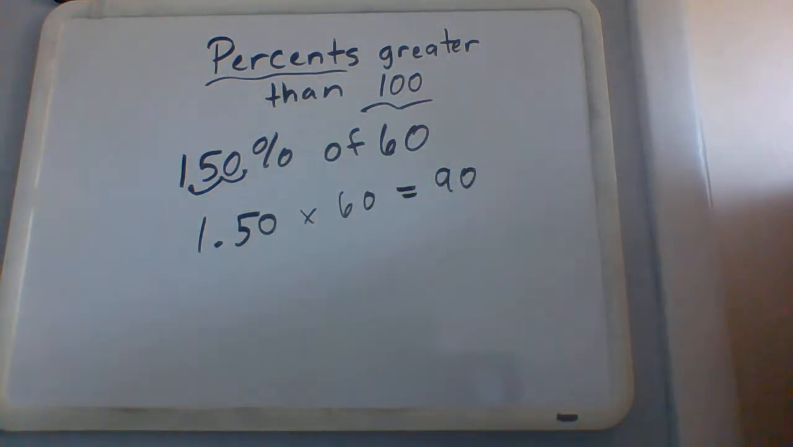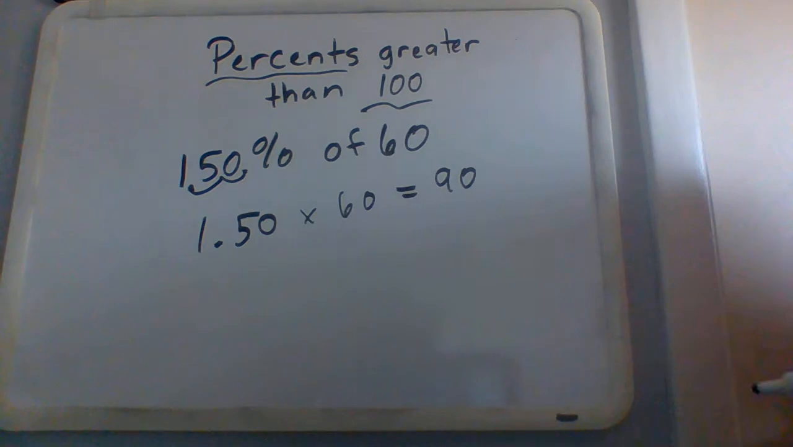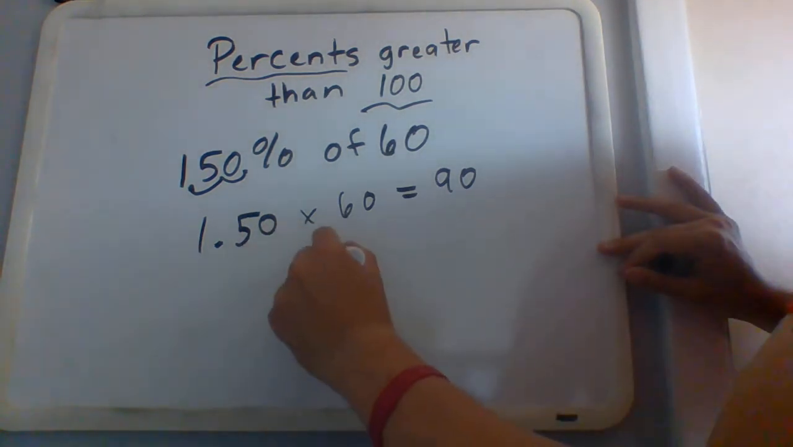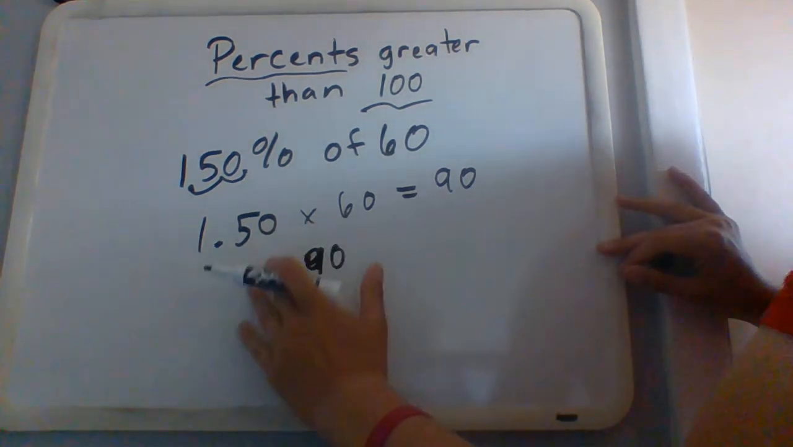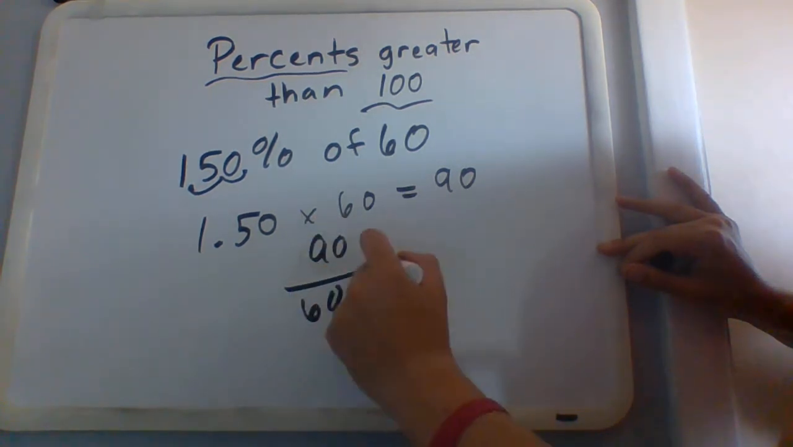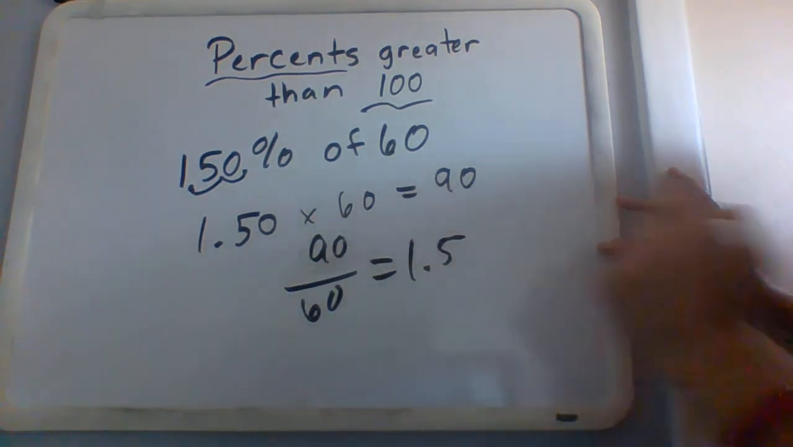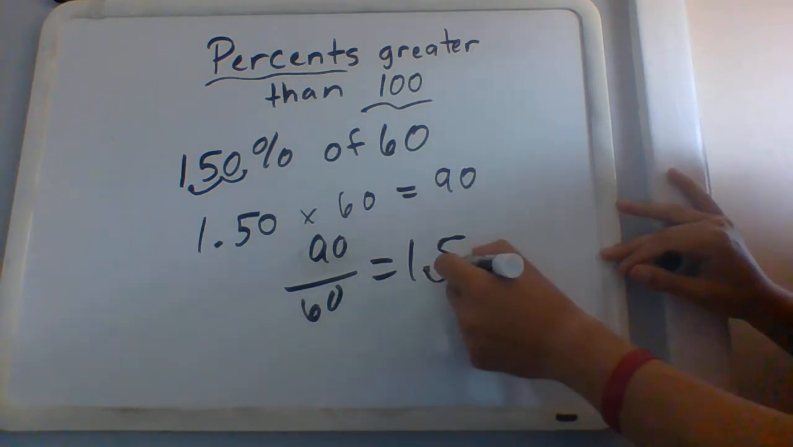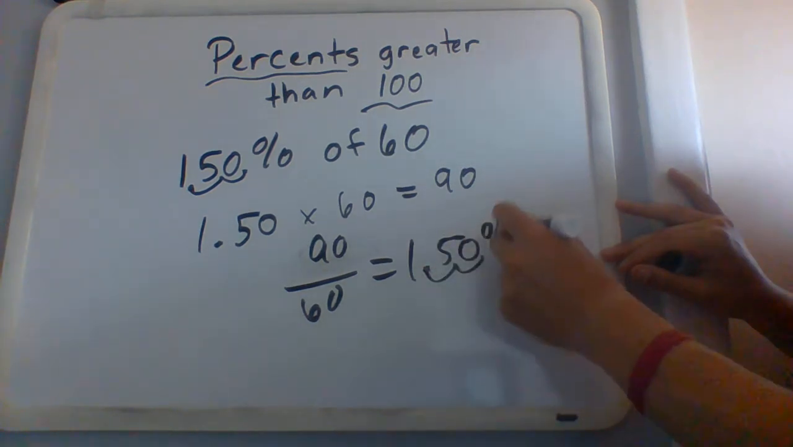I receive 90. Now what that means is if I, in my calculator, do 90 divided by 60, my calculator is going to read it as 1.5, which means I move it back 2 spots and I get 150%.